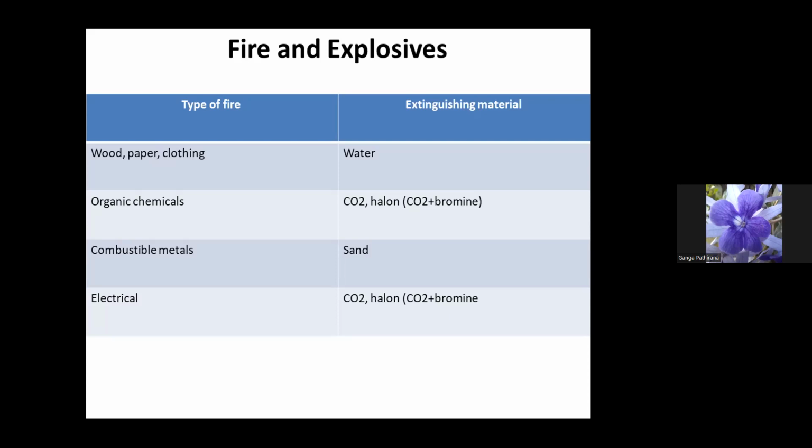Electrical, if the fire is due to electrical leakage, you can use carbon dioxide or halon mixture. These extinguishing materials should be available in the laboratory in case of fire emergency.